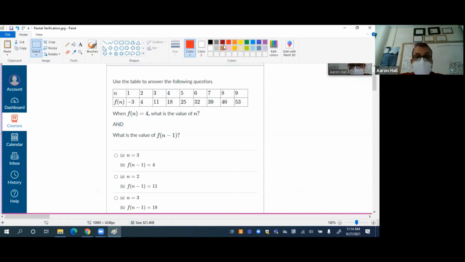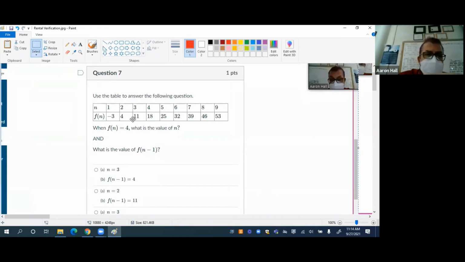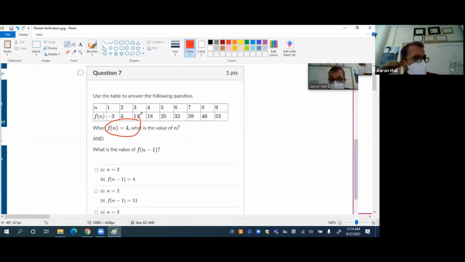Let's try to find, what does this piece here mean? It says when f of n equals 4, what is n? Well, f of n is right here. So when f of n is 4, which would be here, then n equals what? Question.